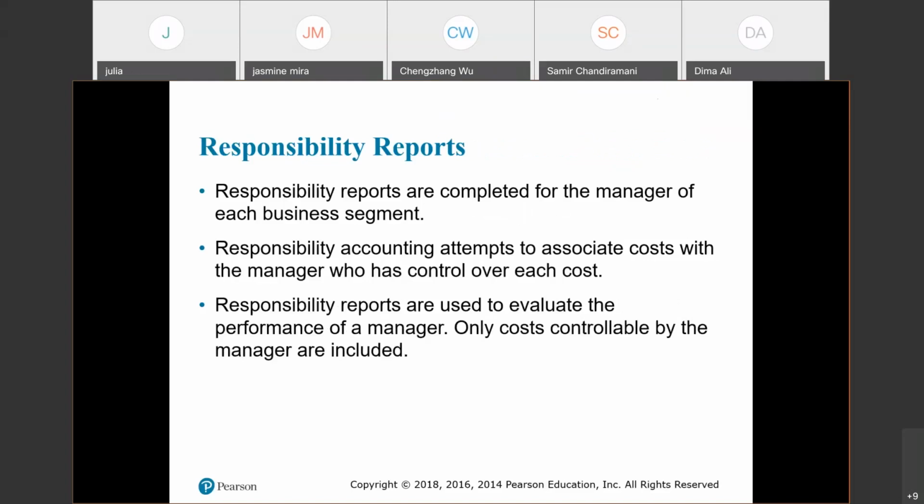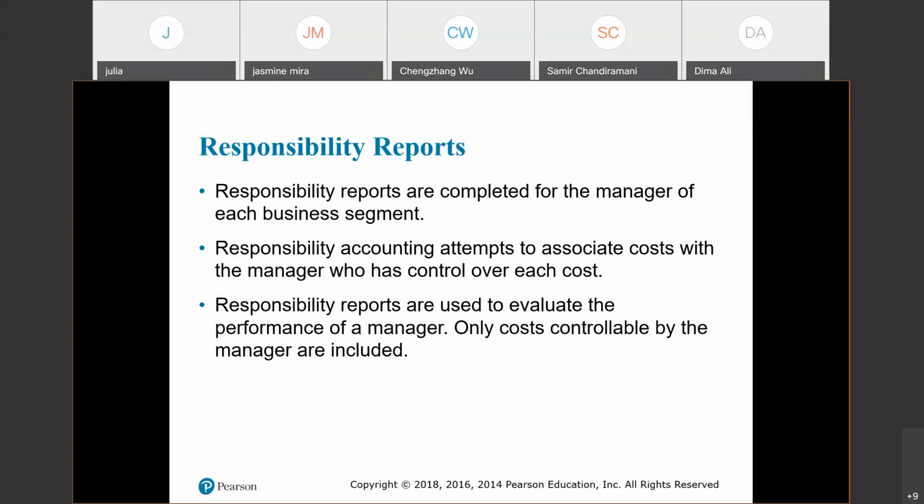Performance reports are prepared for each segment of business. Performance reports include all the expenses that the segment manager may or may not be able to control. For example, allocated corporate costs are included in the performance report, but they are not controlled by the segment manager.